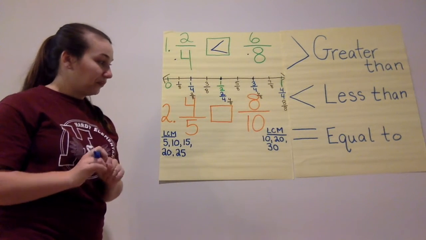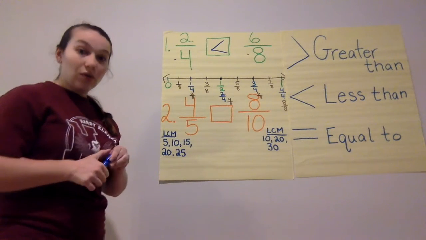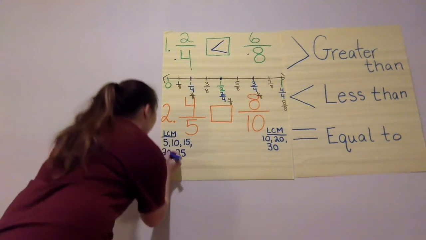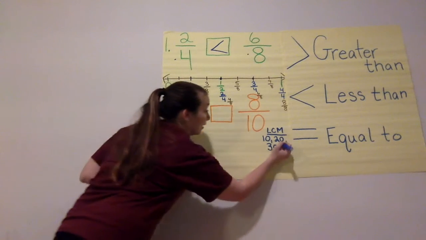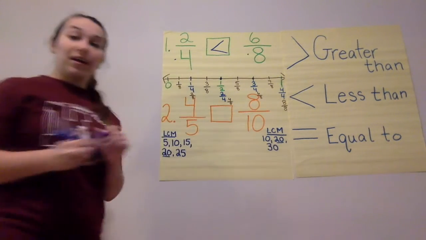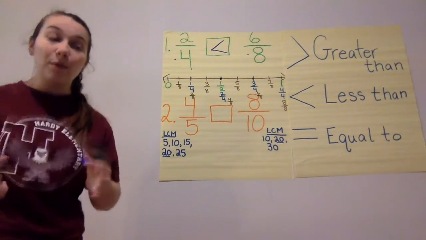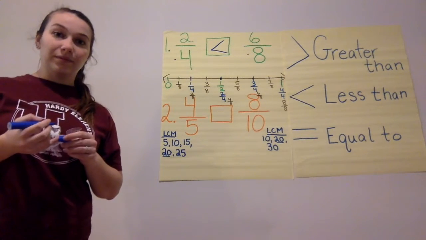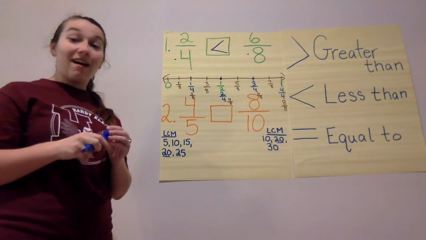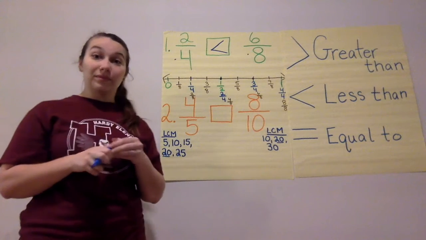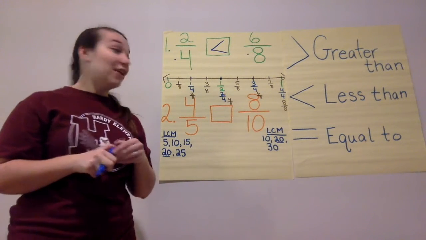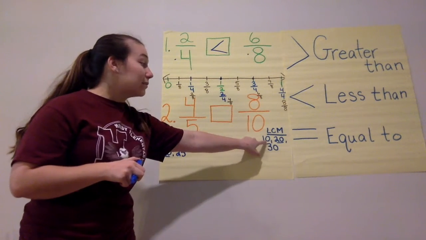Have any idea? Well, I noticed that there are two 20s. There's a 20 right here, and there's a 20 right there. Is that our least common multiple? Why not? Why is that not our least common multiple? Right, because they both have one that's smaller.